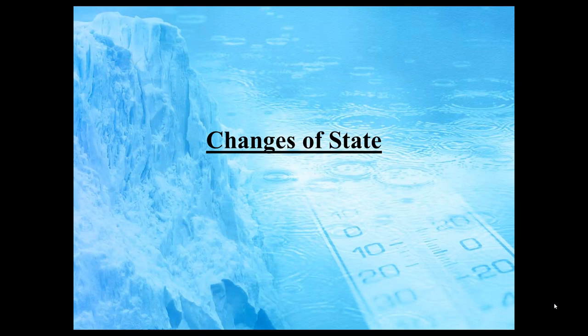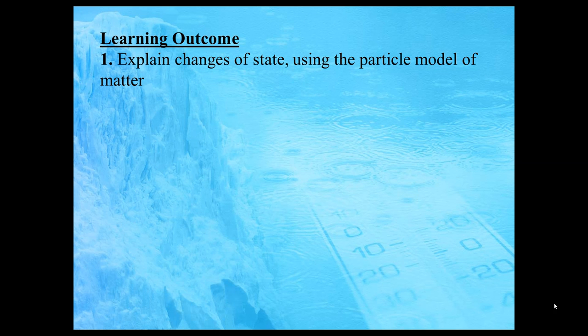Hello again, grade 7s. In today's lesson, we are going to talk about multiple changes of state or phase changes between our three primary states of matter. And we're also going to talk about a complicated property of a substance that is referred to as the specific heat capacity. Learning outcome is to explain changes of state using the particle model of matter.